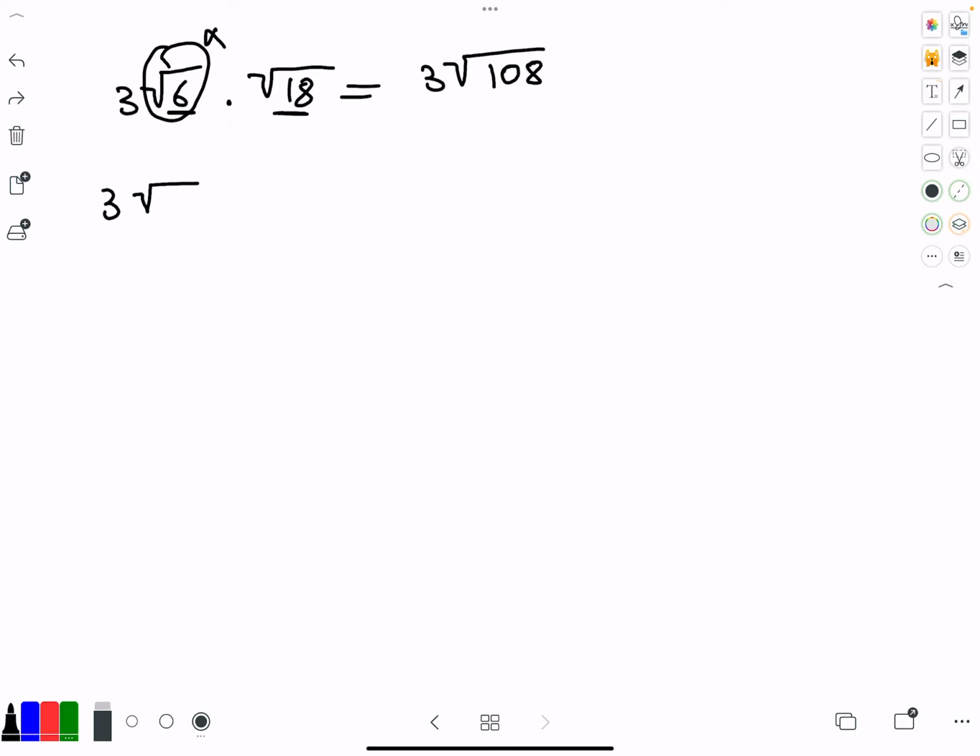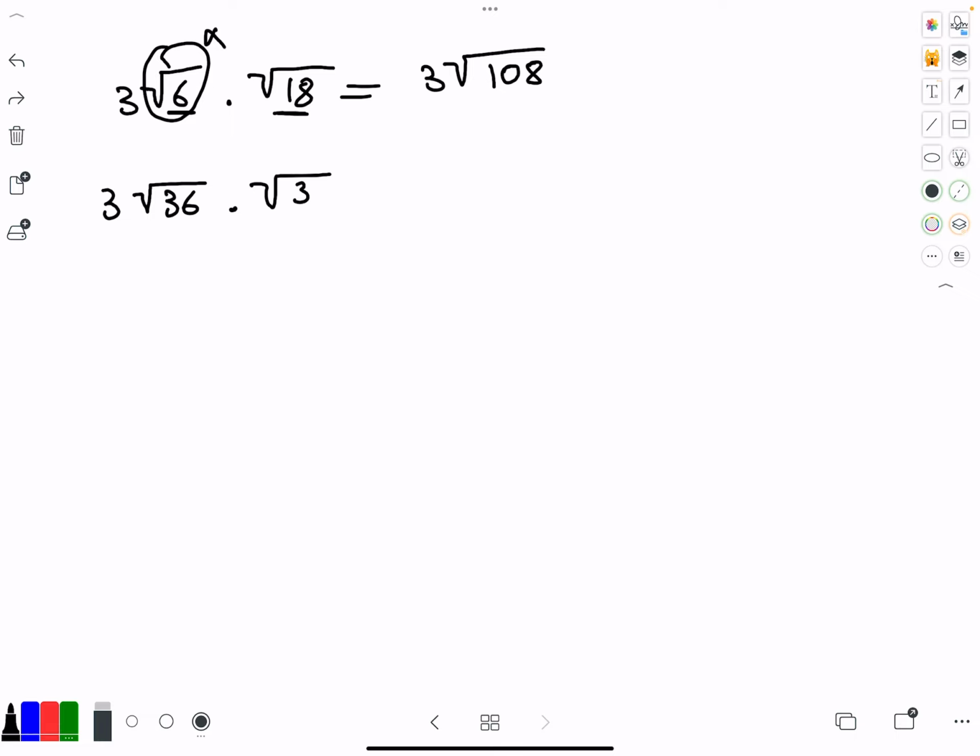It's this one: 3 times the square root of 6 times the square root of 18. The first thing you do is you don't multiply these with the square. You multiply without it. You multiply 6 with 18, and you're going to get the square root of 108. Okay? Now you need two numbers that, when you multiply them, give you 108, and one of them is a perfect square. It's the same thing you did last time. Just multiply the two. So it's the square root of 36 times the square root of 3.